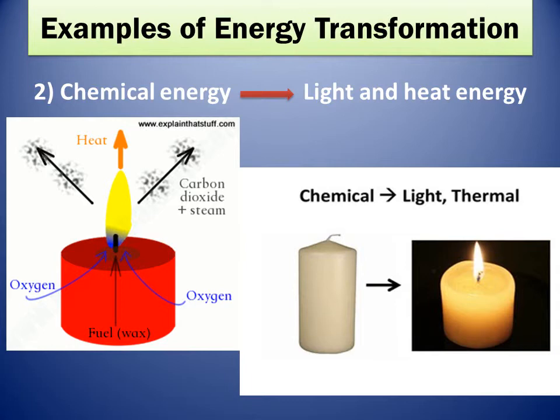Energy transformation also occurs in some objects that we use. If you light a lamp or candle, the chemical energy of the lamp will change into light energy and at the same time heat will be produced.